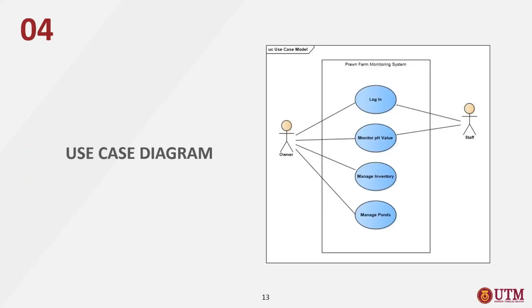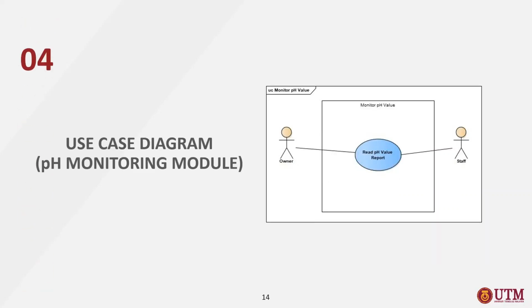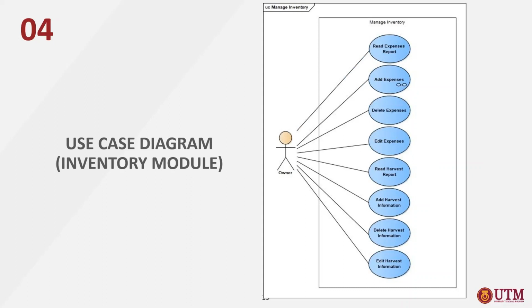Next, this is the general use case diagram for this system. As you can see, there are two actors, owner and staff. They can log in, monitor pH value, manage inventory, and manage prawns. In monitor pH value, we will read the pH value report for both owner and staff.